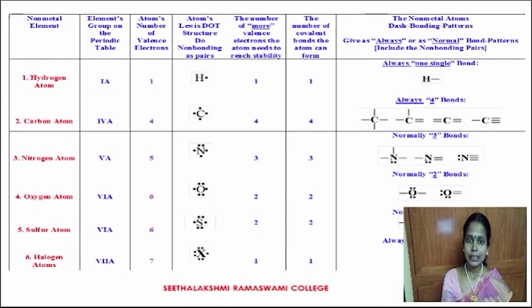Here in this table, we find that hydrogen, which has one electron, is always going to form one single bond. Whereas carbon, which has 4 valence electrons, is always going to form 4 bonds. Then if we look into nitrogen, which has 5 valence electrons, it normally forms 3 bonds. And oxygen and sulfur, which have 6 valence electrons, normally form 2 bonds. And halogens, which have 7 valence electrons, always form a single bond.